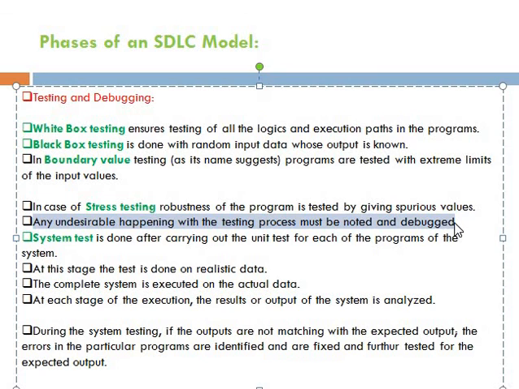The system test is done after carrying out the unit test for each of the programs of the system. So once the white box testing, black box testing, the boundary value testing and the stress testing is done at the unit level, then the system test is done. At this stage, the test is done on the realistic data. The complete system is executed on the actual data.